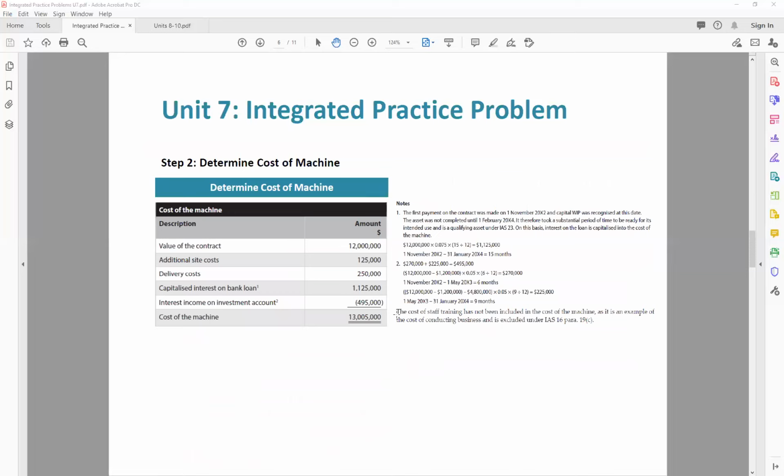Now, what about the staff training costs? Okay, so we're also told that staff were trained. However, the standard makes it quite clear, as did our slides, that training costs cannot be included as part of the cost of the machine. And so when we put this all together, we get here the cost of the machine, which comes down to 13,005,000.